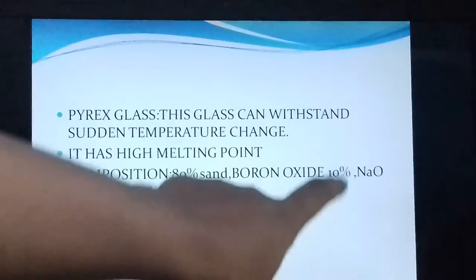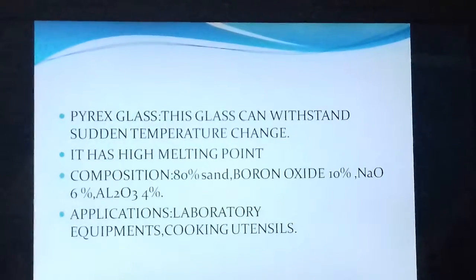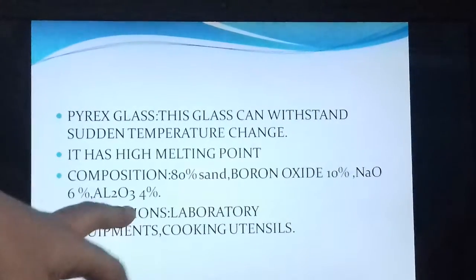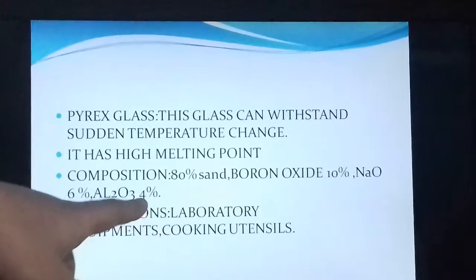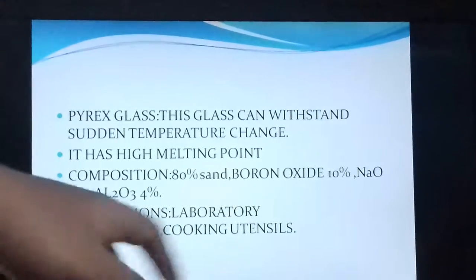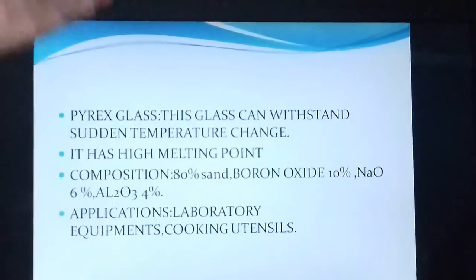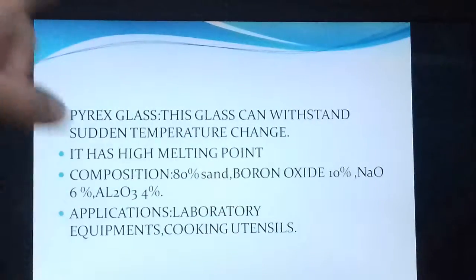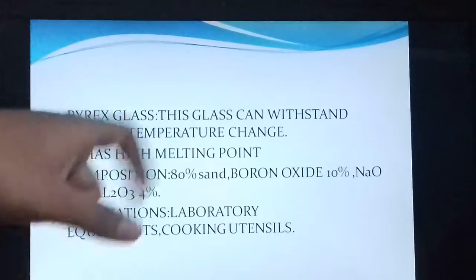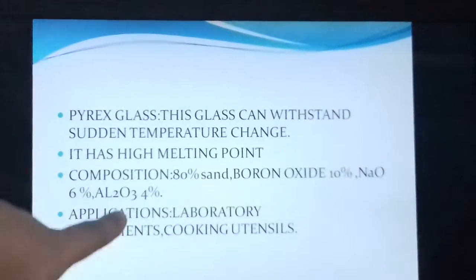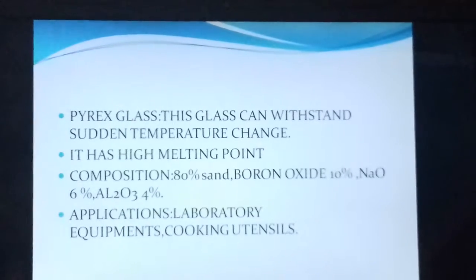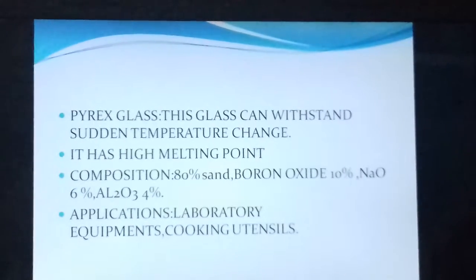Boron oxide is a separate component. Al2O3, alumina, will be there, at a greater percent as compared to soda lime glass, and boron oxide is the extra component which is not there in soda lime glass or flint glass. Boron oxide is 10%, Na2O is 6%, and Al2O3 is 4%. Applications are laboratory equipment, cooking utensils, etc.